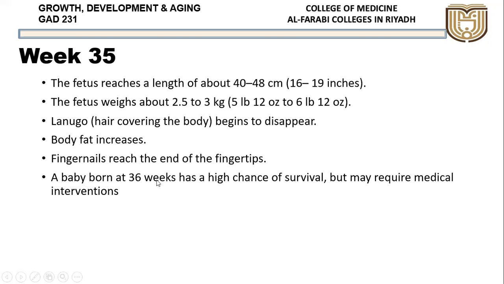A baby born at the 36th week has a higher chance of survival, but may require medical intervention. Usually after this stage, the fetus has already reached the size it has to reach, 16 to 19 inches, the weight is good, 2.5 to 3 kilograms, and there is a good quantity of fat within the body. The lungs have also grown to this stage, and now the fetus can survive if it delivers.